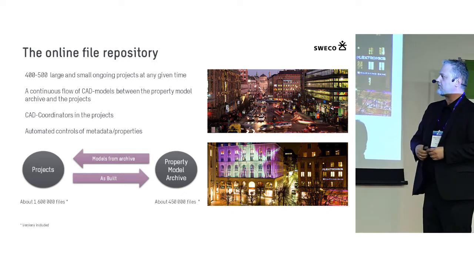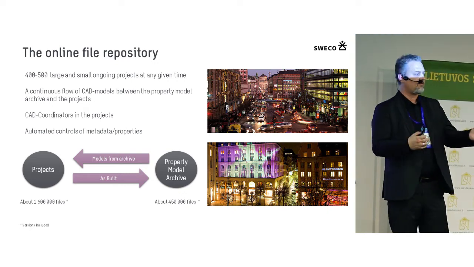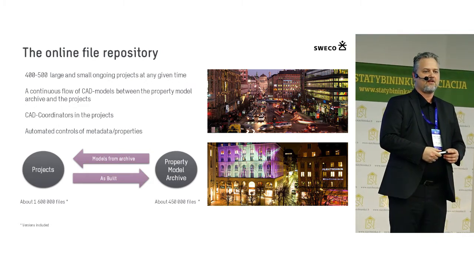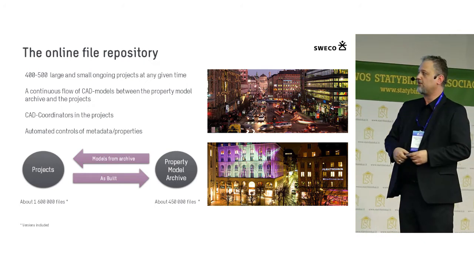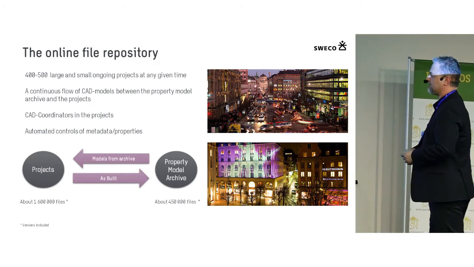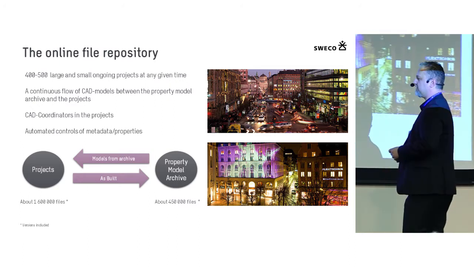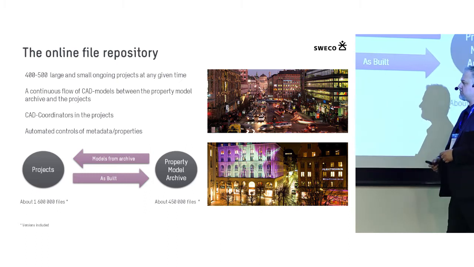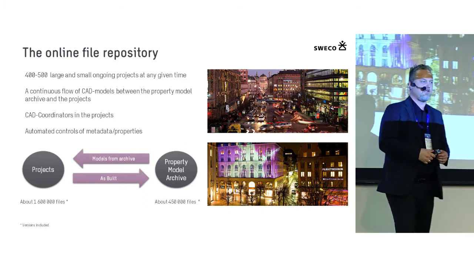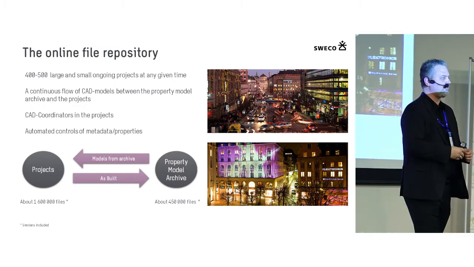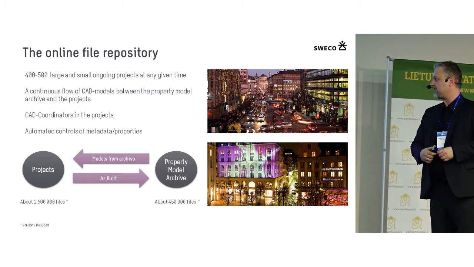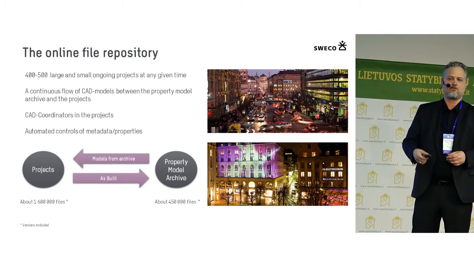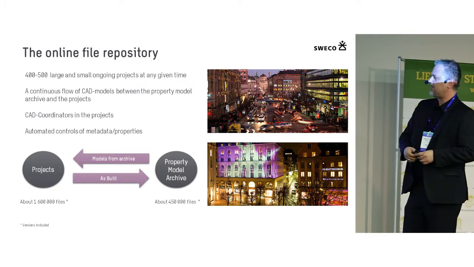And we also introduced automated controls of properties to make sure that the consultants couldn't upload stuff into their database that wasn't controlled. And now, a few years later, there's a lot of information in that database. In the projects, there's approximately 1.6 million models of various kinds, and about 450,000 models in the property model archive. Without versions, there's about 1 million files in the projects.